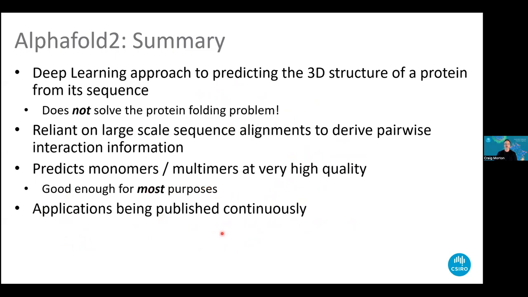It will predict monomers and multimers at very high quality, which are good enough for most purposes. They're as good as experimental structures a lot of the time. There are some targets that it doesn't do particularly well, transmembrane proteins, large multimeric complexes. But still, it's amazingly good for what it does. And the different applications, different ways of using the data that comes out of AlphaFold have been published continuously.